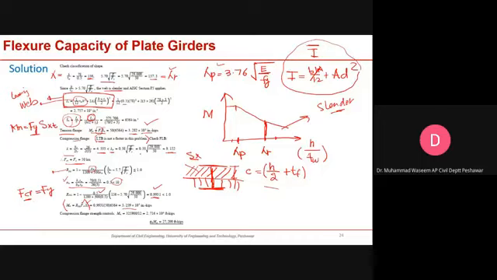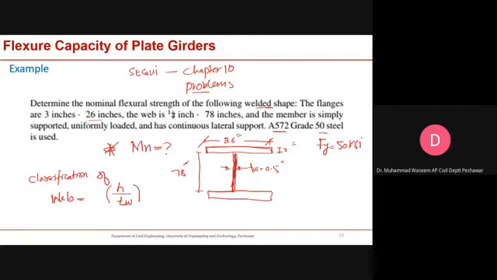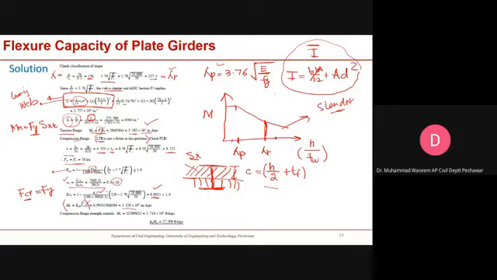And the third limit state we have studied is about the LTB. And in the statement, if you see that the member is simply supported, uniformly loaded, and has continuous lateral support, if you find this statement in your problem, it means that the LTB will not be a problem. Okay, so you do not have to check this one. If you do not find this statement, then you have to check LTB as well. So now you have to compare this value with this value, and you have to select the least value.